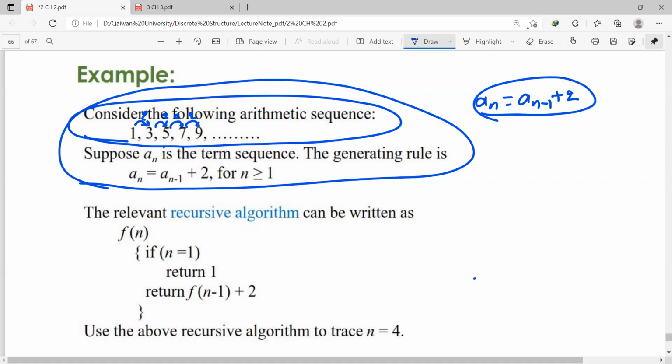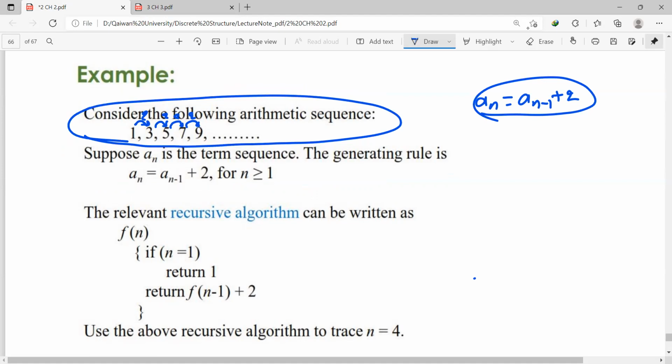So what if we are given only the sequence? We first must find the formula. The formula is a_n equals a_{n-1} plus 2. That means each term depends on the previous term, plus 2. This is the sum of the previous term plus 2. This is the formula.